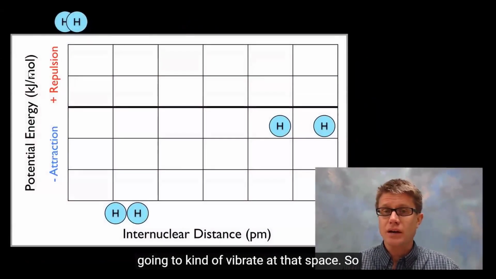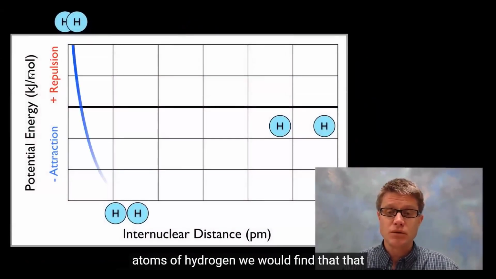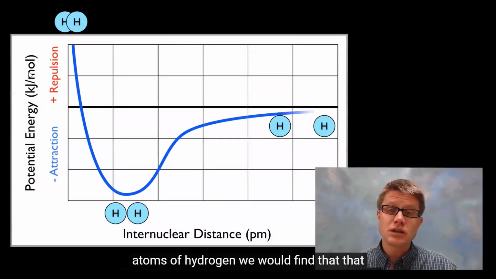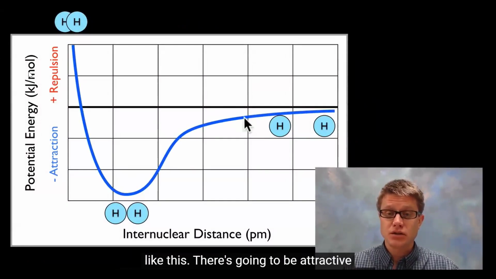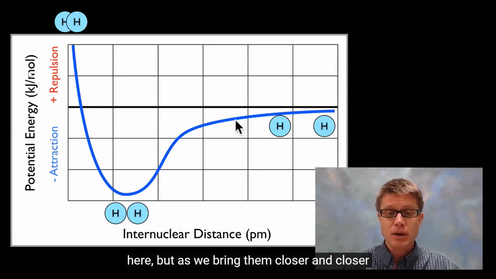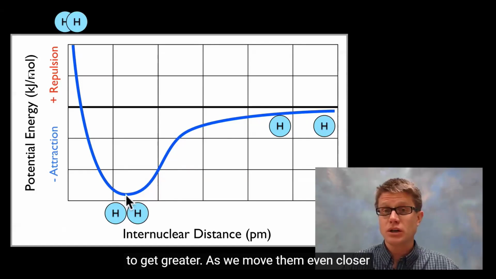So if we were to look at 2 atoms, like 2 atoms of hydrogen, we would find that energy to distance graph would look something like this. There's going to be attractive force between these 2 hydrogen atoms out here, but as we bring them closer and closer together, that energy of attraction is going to get greater.